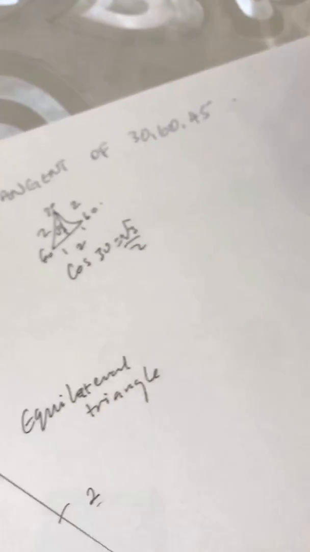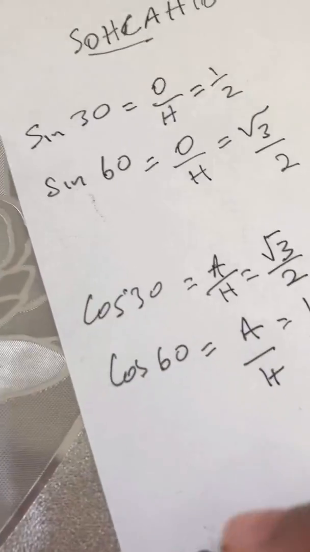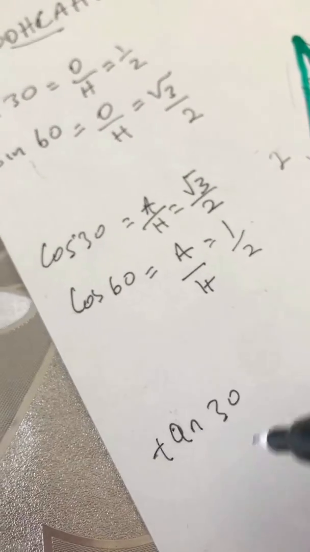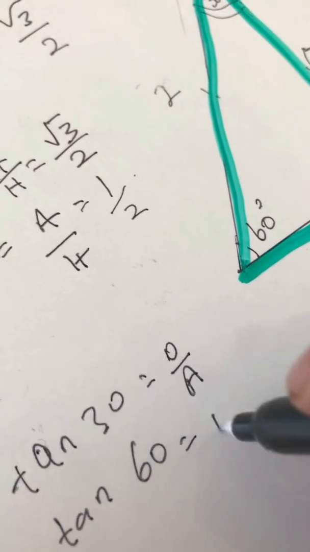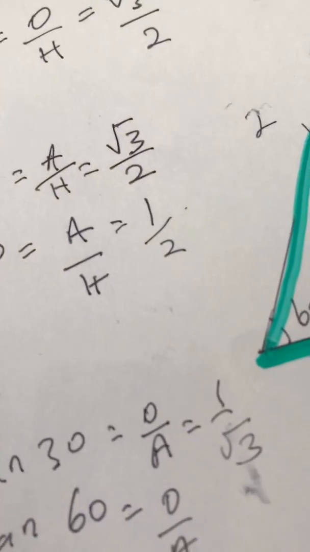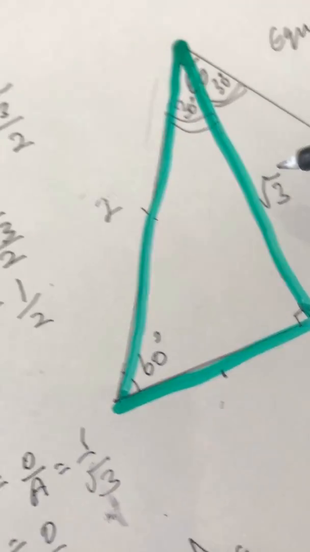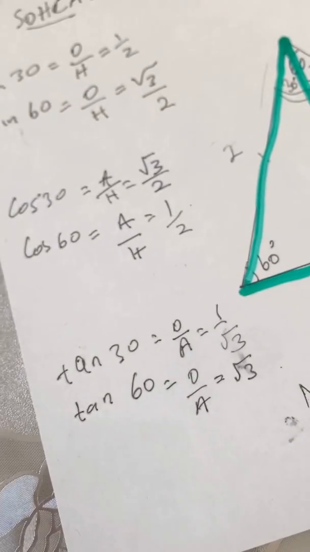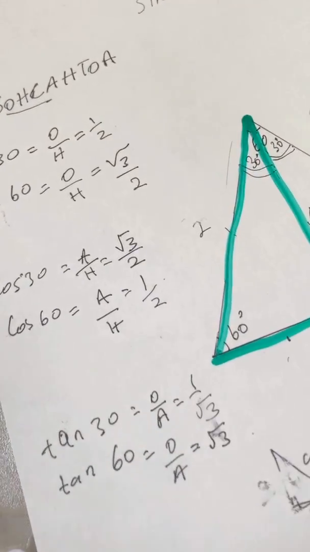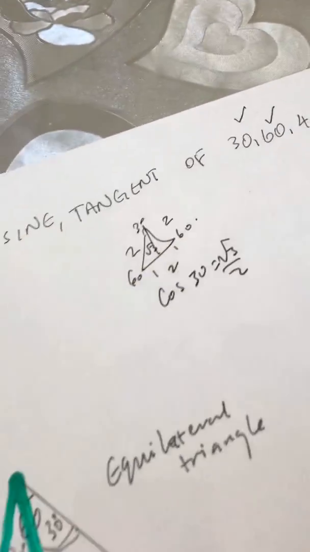However, we only found this and this. And actually, we forgot about tangents. So if we were to do tan of 30 and tan of 60, again, opposite over adjacent. So opposite, square root of 3, over adjacent, 1, which is square root of 3. Have you understood it?